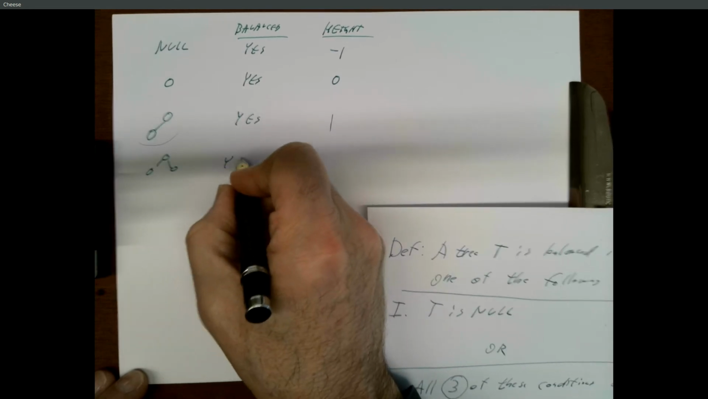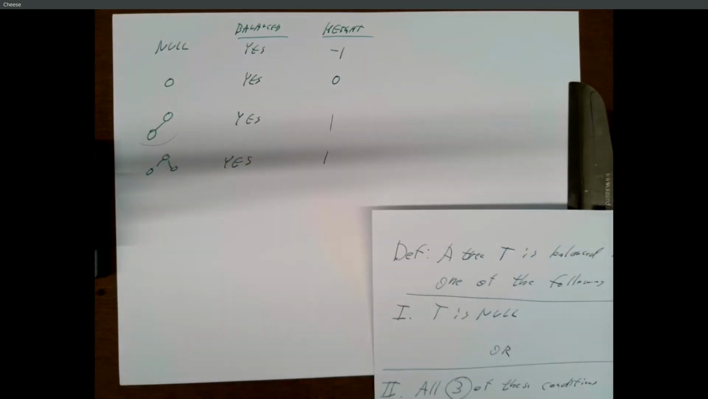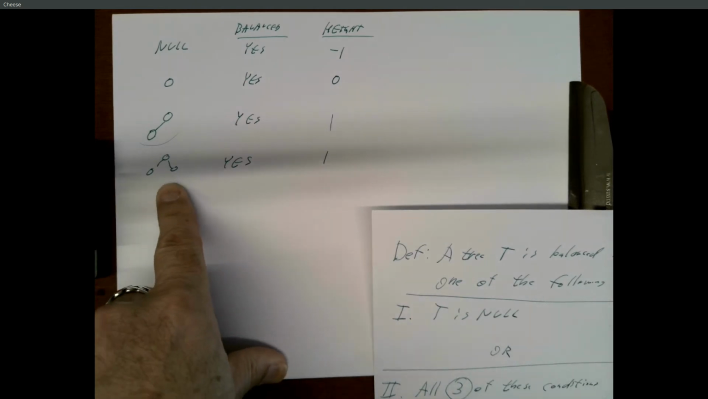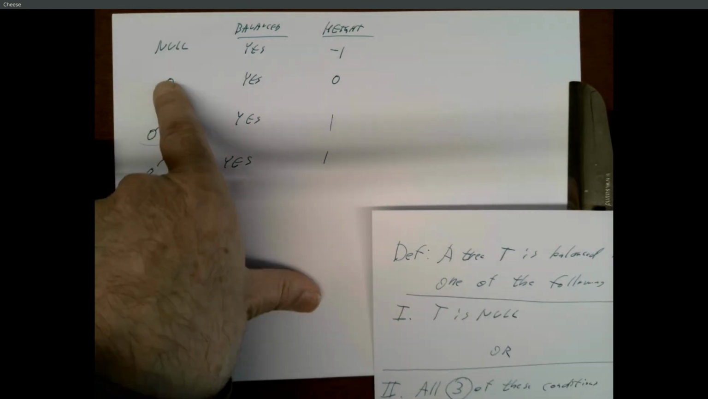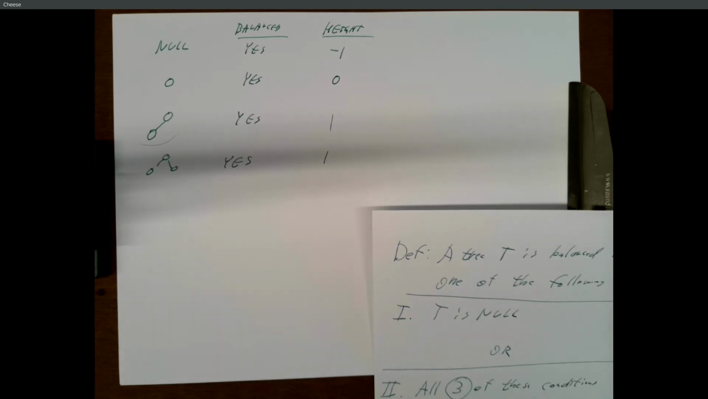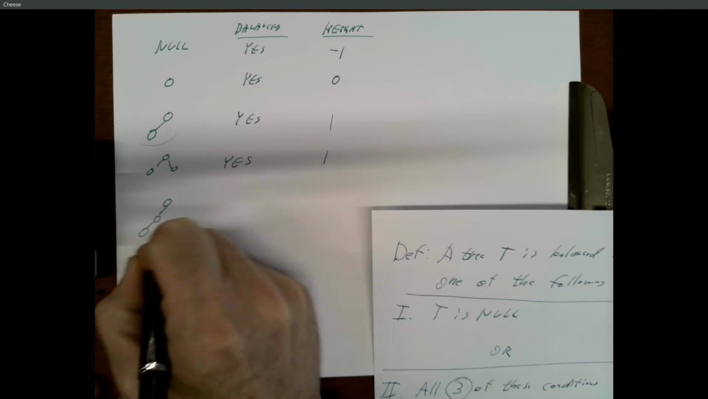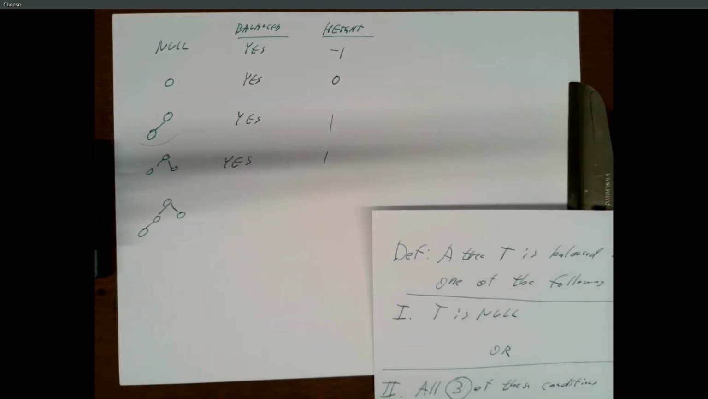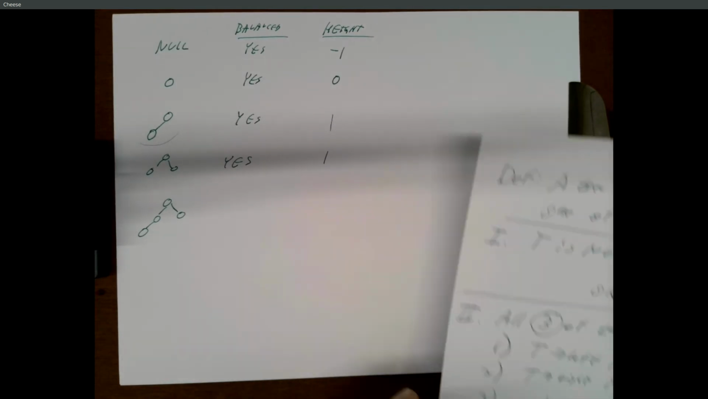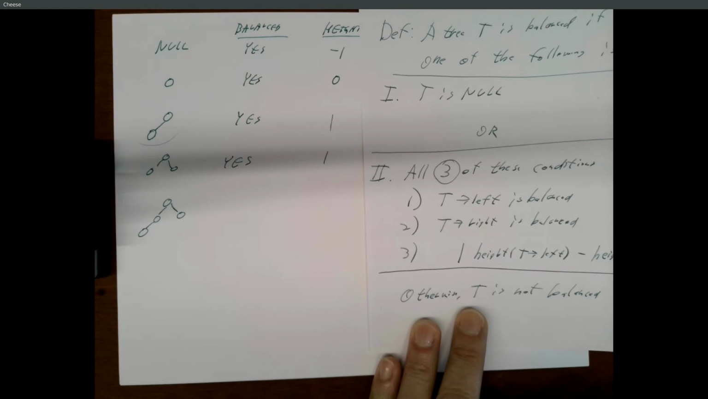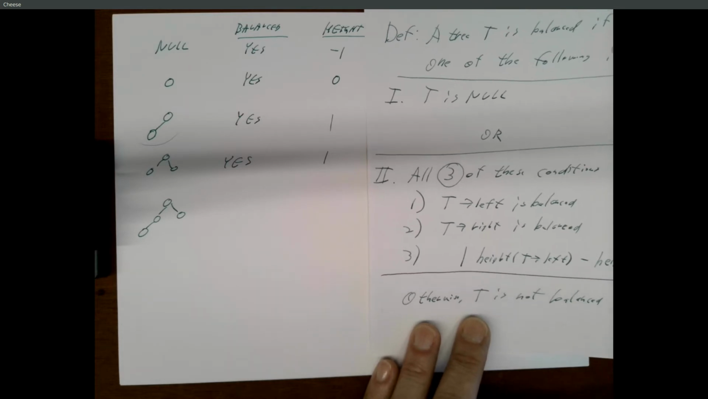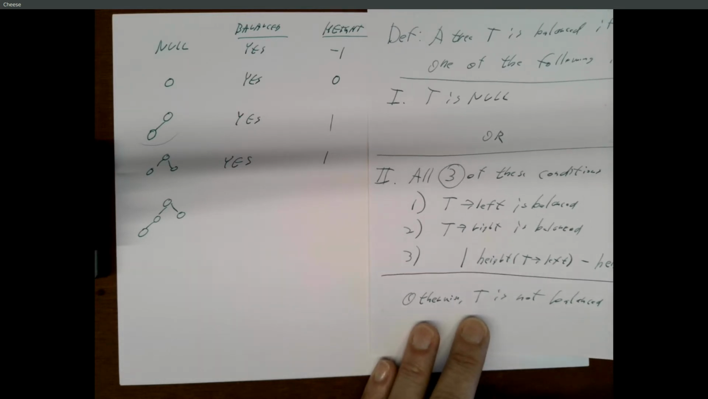And if we make a really pretty tree like this, that's definitely going to be balanced. The left and right subtrees both have height 0, and the left and right subtrees are just single nodes, which are balanced. All right, what about this? Who thinks it's balanced? Who thinks it's unbalanced?